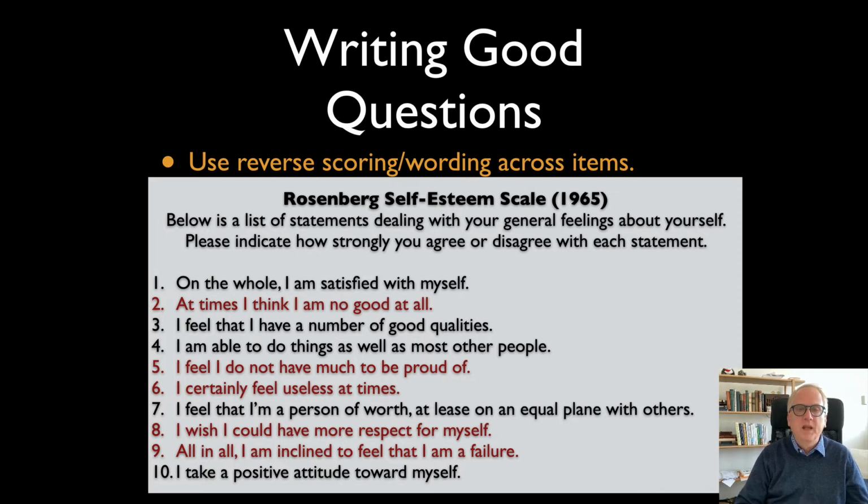So what I mean by this is, imagine that you are somebody who feels really good about yourself. You have high self-esteem. On question number 1, it says, on the whole, I am satisfied with myself, and I'm supposed to agree or disagree with it. Well, if I have high self-esteem, I would agree with that. But now if I go to number 2, it says, at times I think I am no good at all. Well, if I'm somebody with high self-esteem, then I should disagree with that item. On 3, I should agree with it. On 4, I should agree with it if I have high self-esteem. But on number 5, I should disagree with it if I have high self-esteem. I feel I do not have much to be proud of. You see, that's what we mean by reverse scoring or reverse wording.